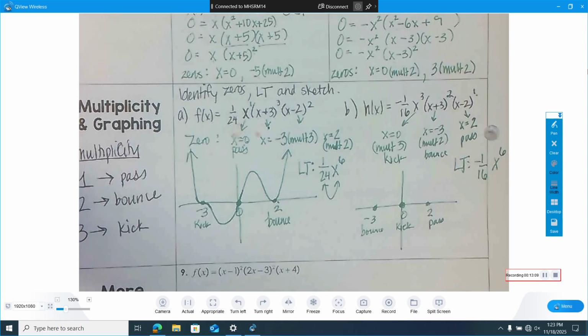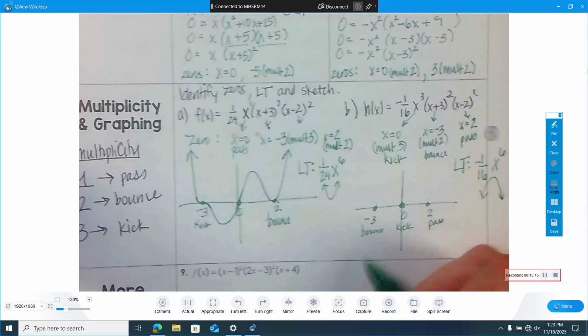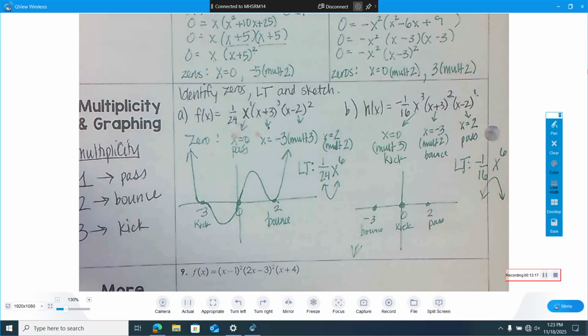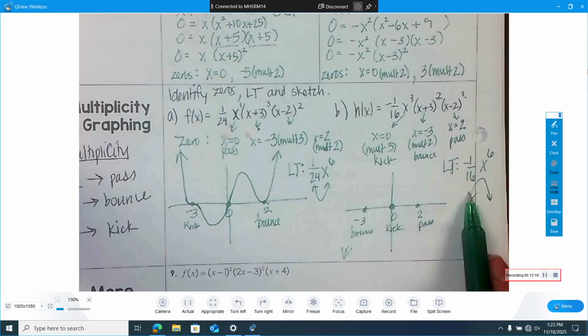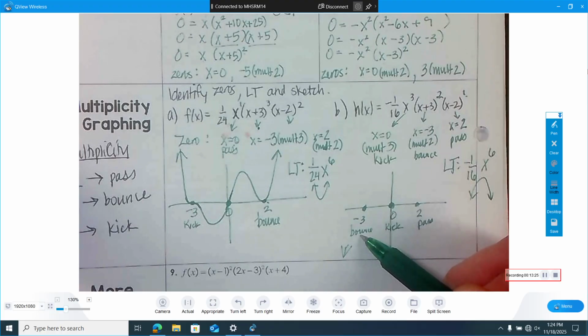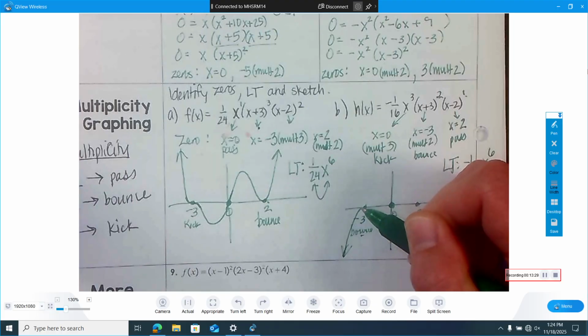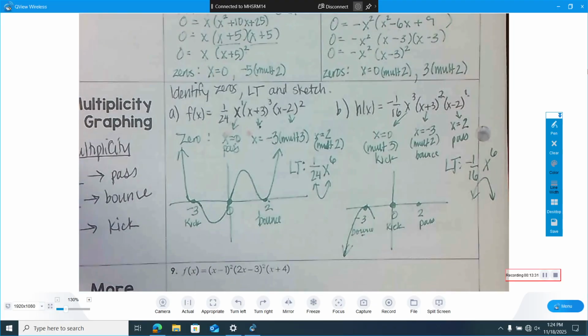They're both up, but it's negative in front, so they are both down, right? So it's something like this. We're starting low on the left here because we have the negative in front. I'm going to hit this negative 3 first, and I need to bounce off the axis because of the multiplicity 2. So I come up, and I bounce right off the axis.